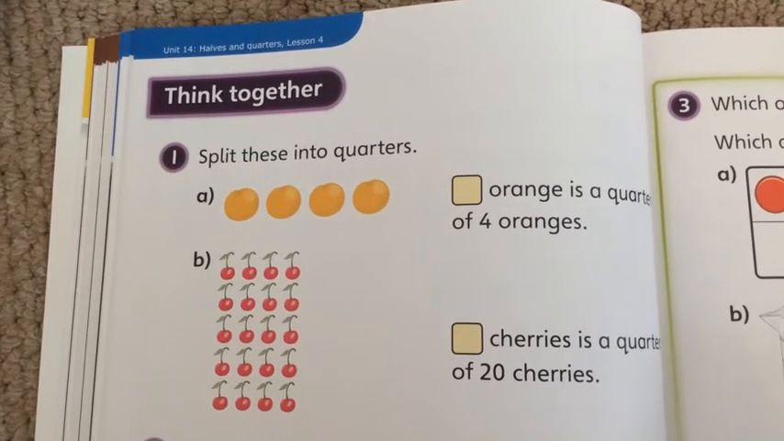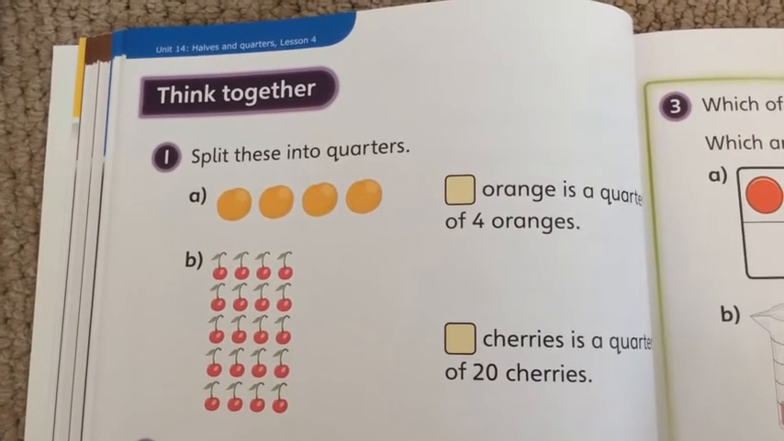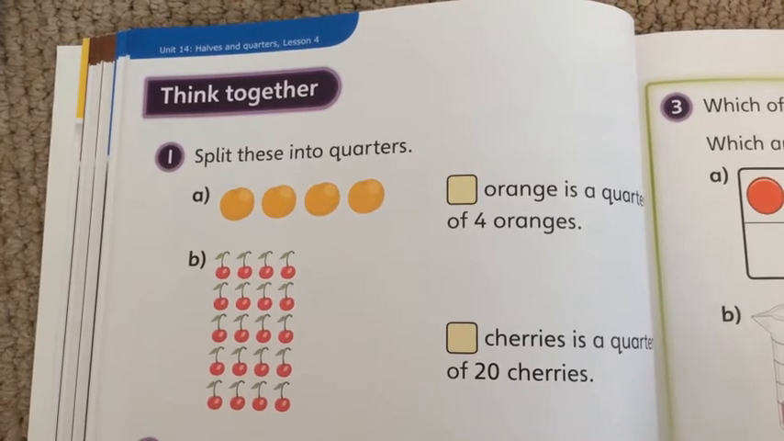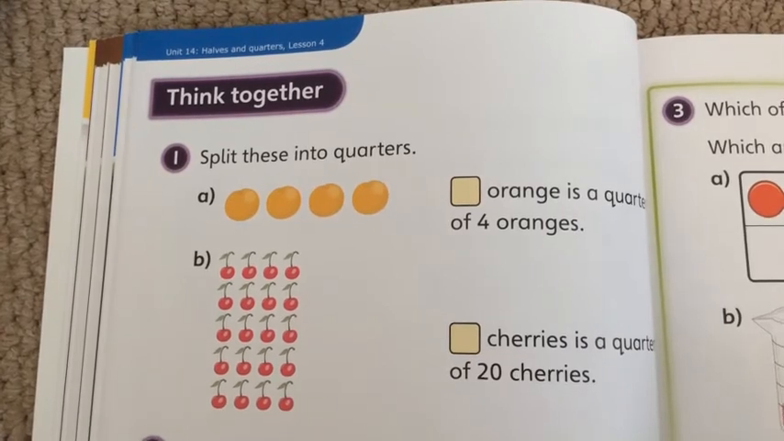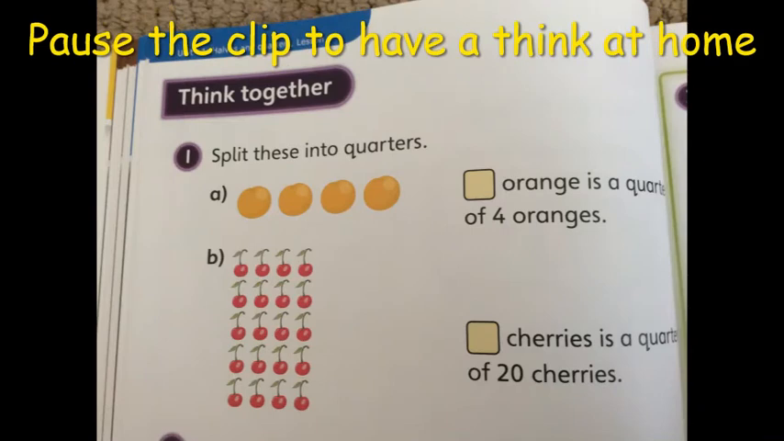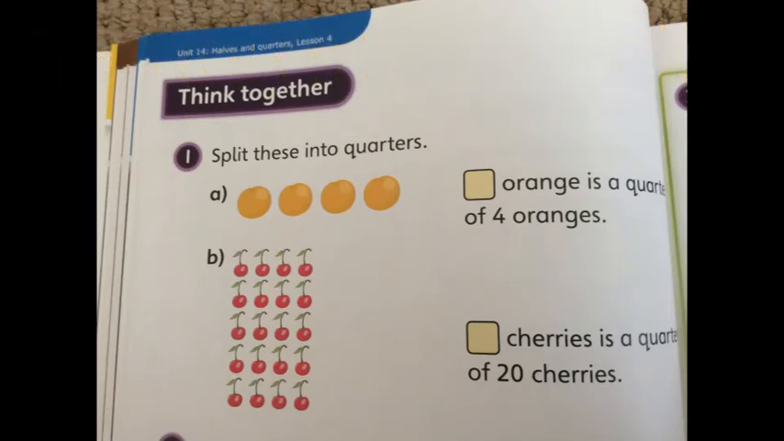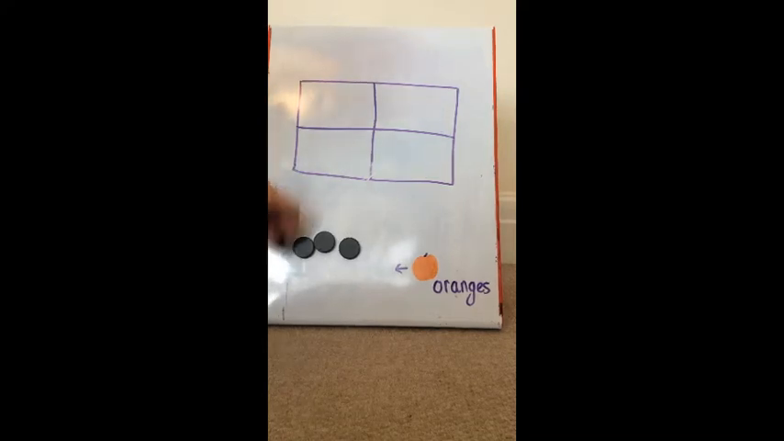Let's think together. Question 1. It asks you to split A and B into quarters. So we're looking at putting them into 4 equal parts. So have a go at home. If you have counters, you can use them to help you. One A has 4 oranges. So again, I've drawn myself 4 boxes because I know quarters means 4. And we have to make sure there is an equal amount of oranges in each box. So let's share them out.